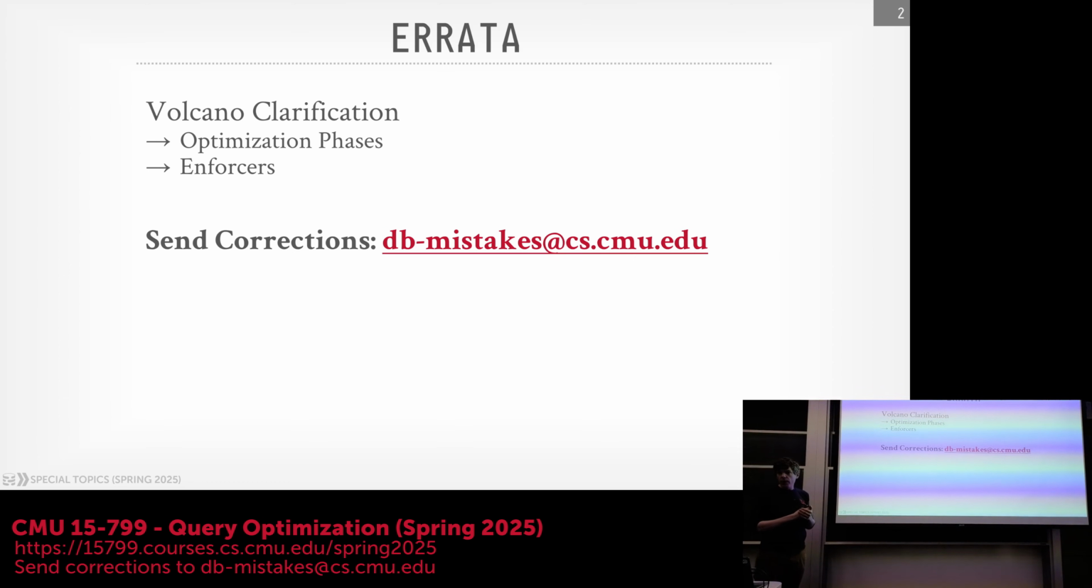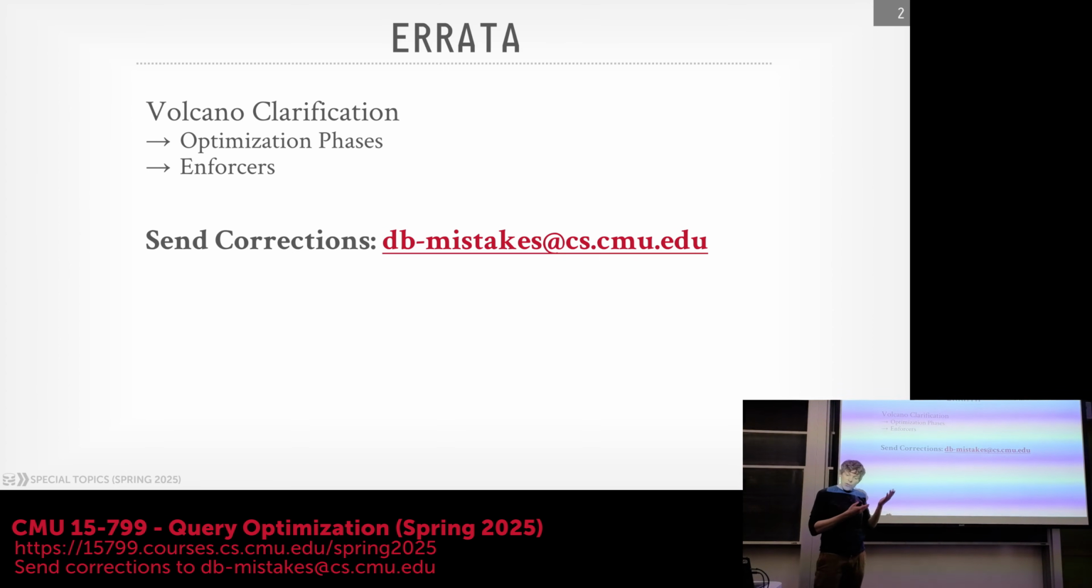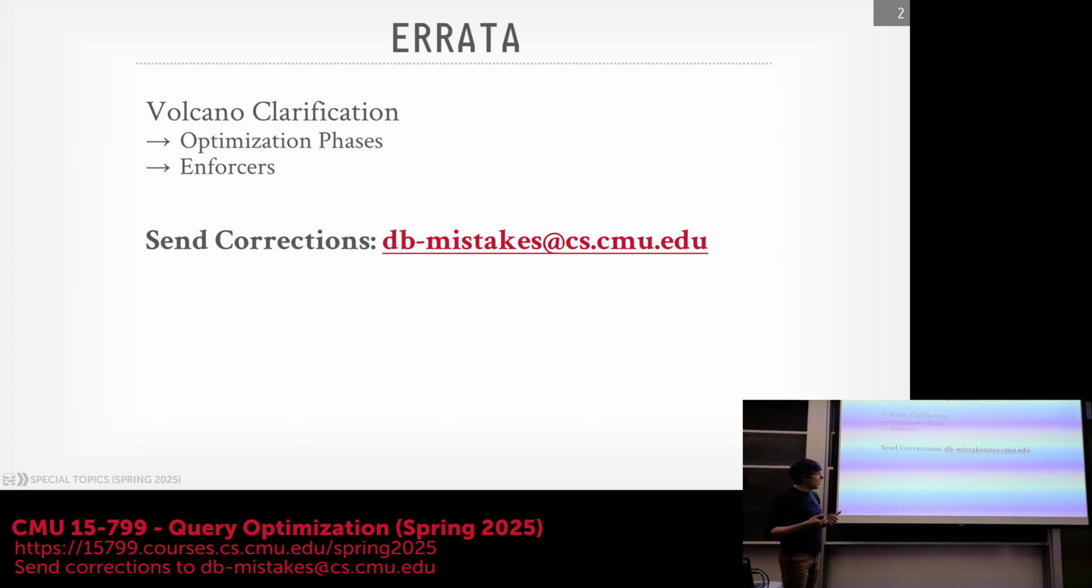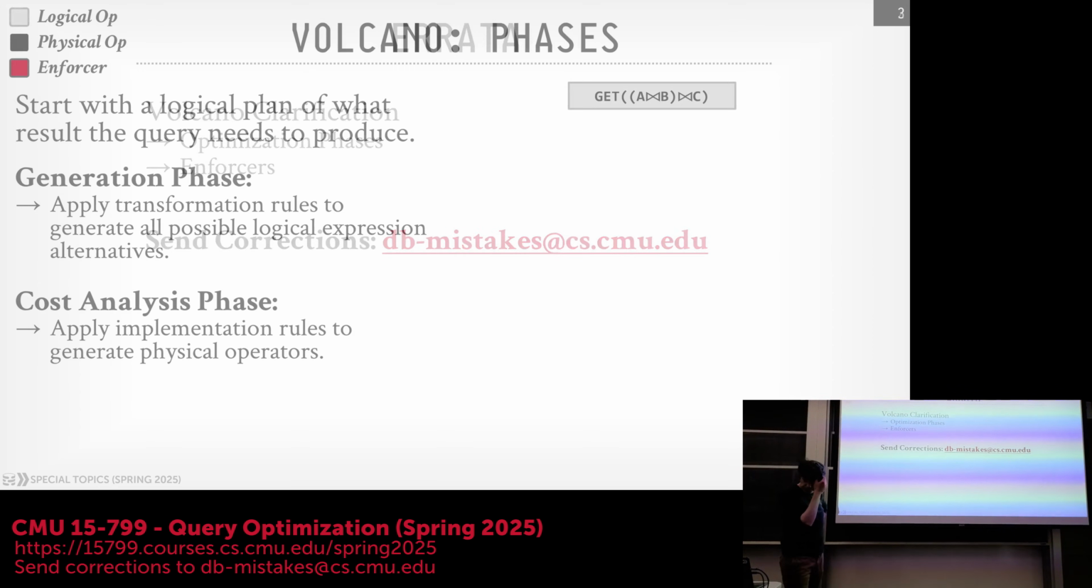As was brought up last lecture, Volcano is the precursor to Cascades, and Cascades is kind of the object-oriented version of Volcano. So it's important to understand what Volcano is doing, and that will help us understand the design decisions they made in Cascades.